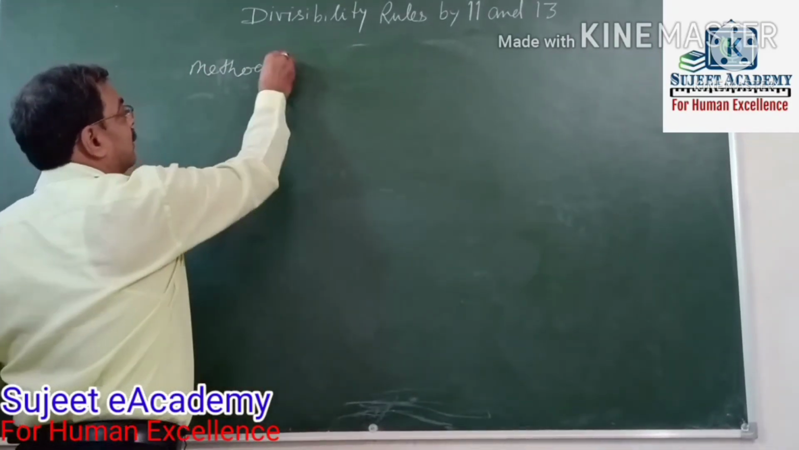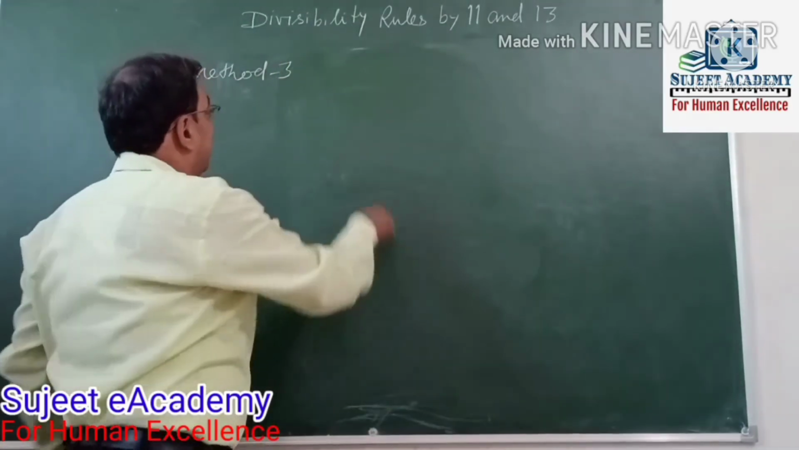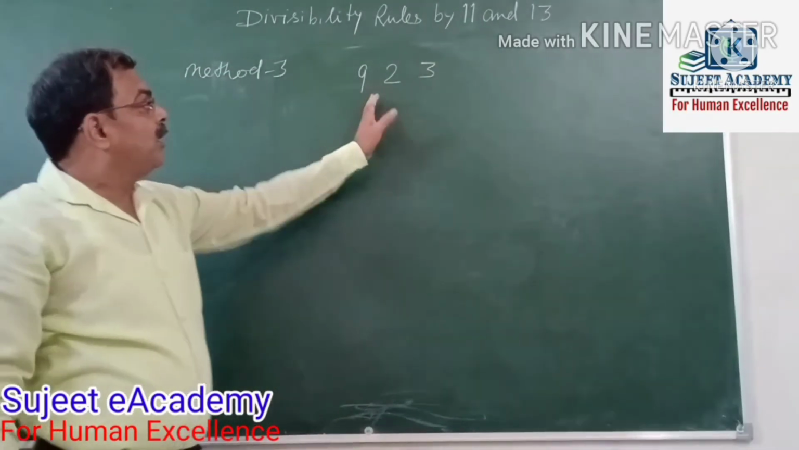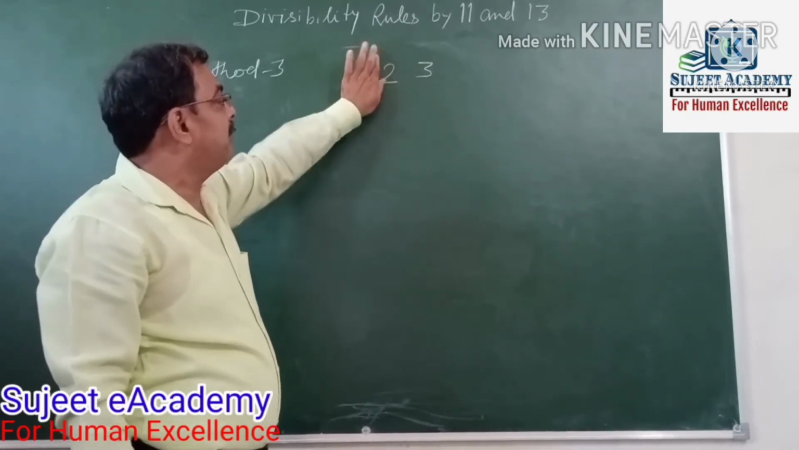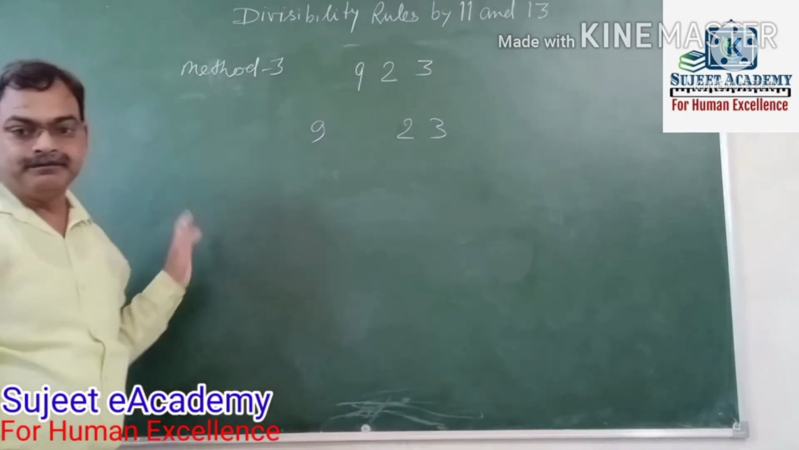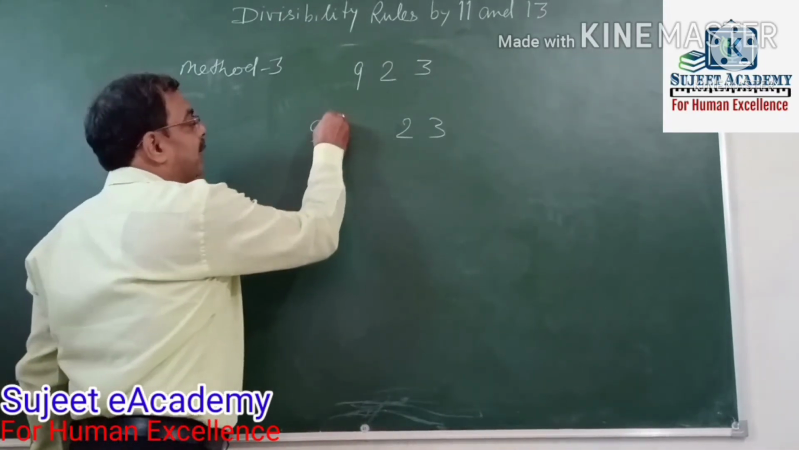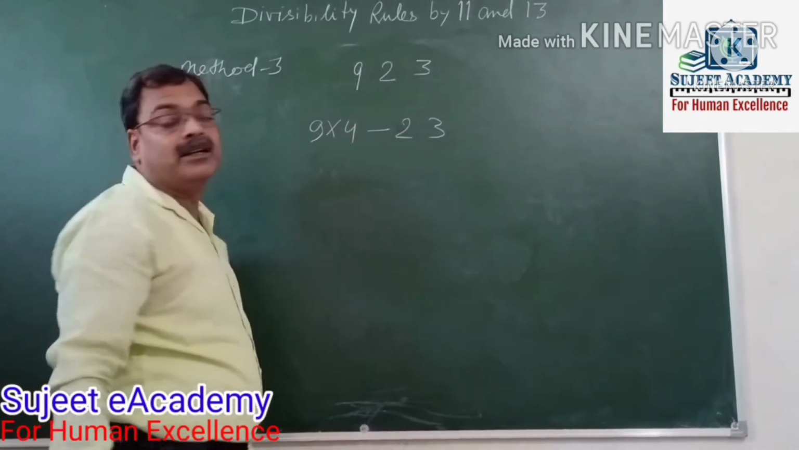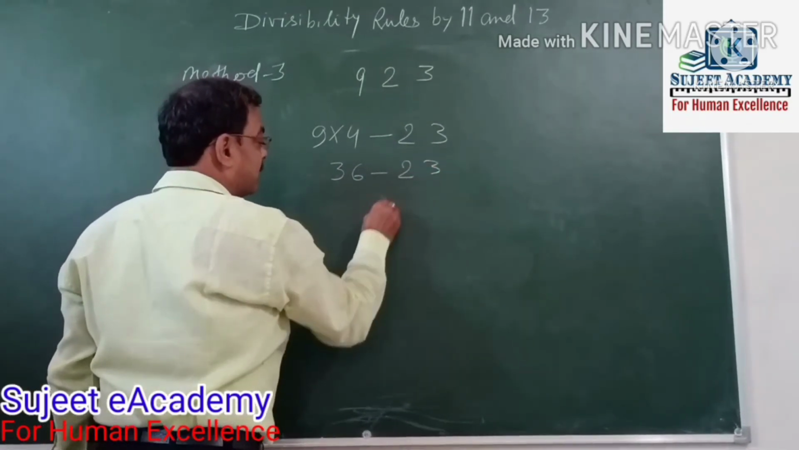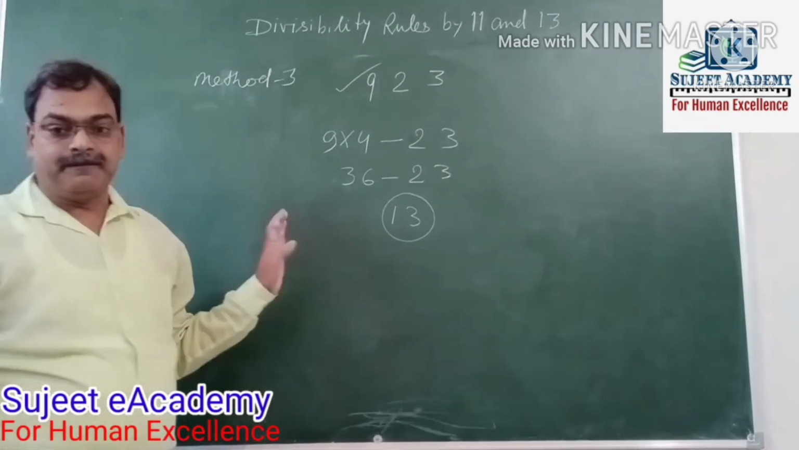Now third method. The third method states that you apply it on this number. You select the last two digits and the remaining part of the number, in two forms. Now this part is multiplied by 4, and you find the difference between these two. This one is 36 minus 23, this one is 13, hence this number is also divisible by 13.